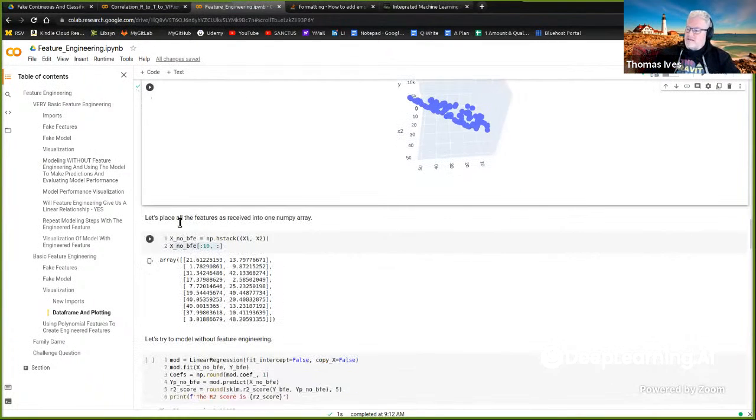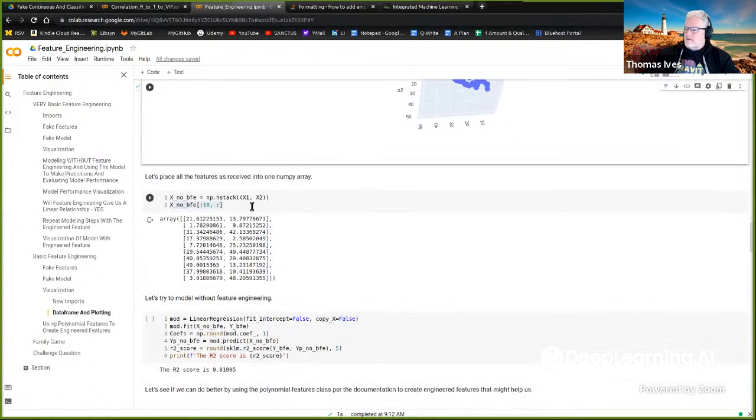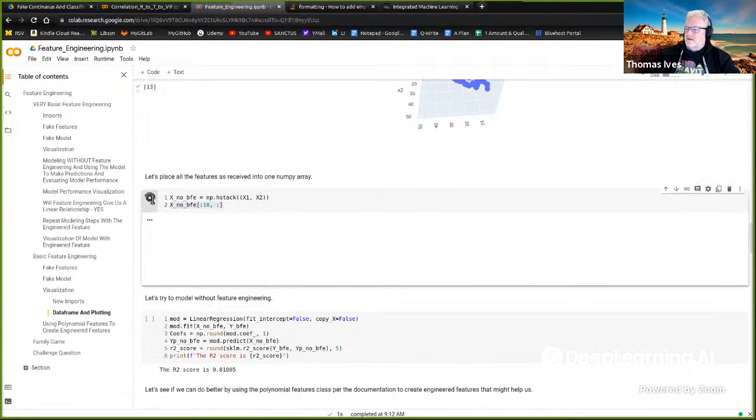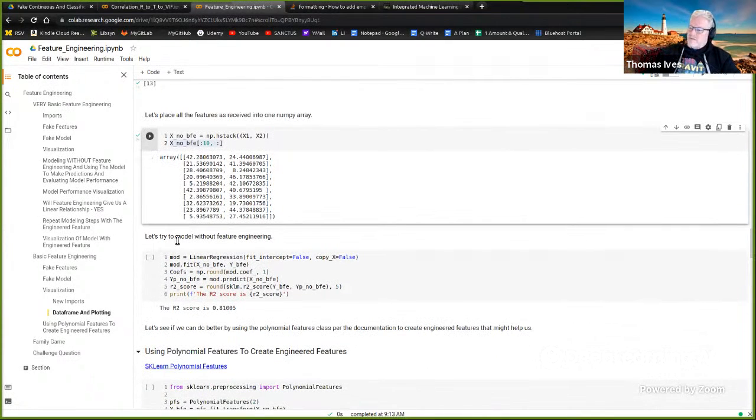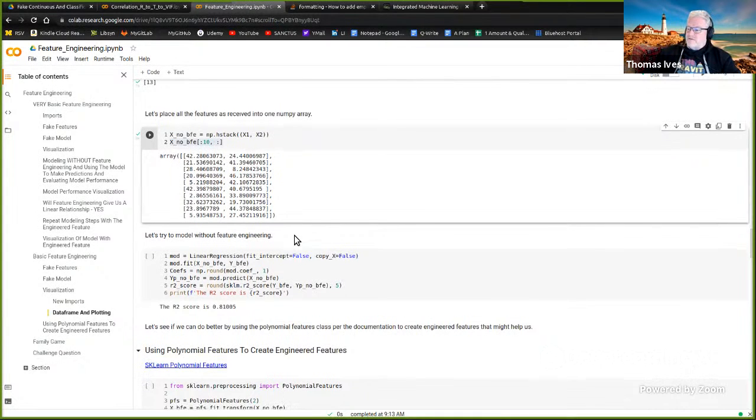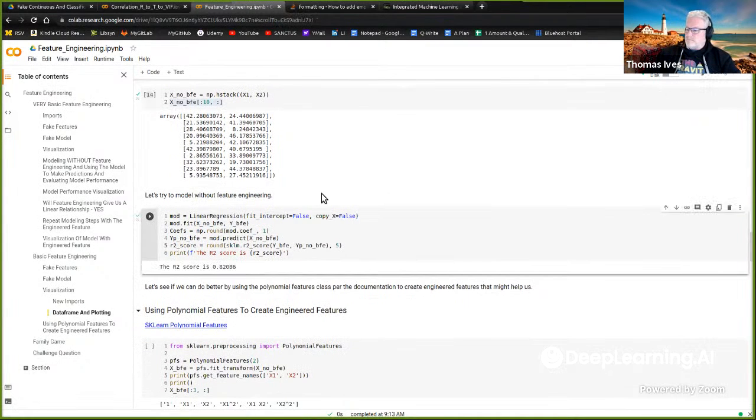So now let's place all the features as received into one NumPy array. So in other words, we're having all the features as one group. So I do that horizontal stack trick again, and I do a quick inspection, and these aren't sorted by magnitudes. So let's try to model without feature engineering first. Oh boy, that R squared score is horrible. So how can we possibly do better?